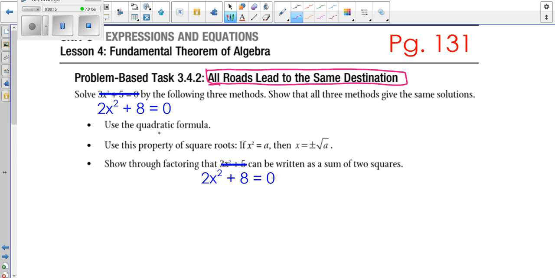Okay, so again, why don't you try, you should be able to do the quadratic formula and the property of square roots without a problem, so pause it, do both of those, and then you're probably going to have to check back in with factoring.